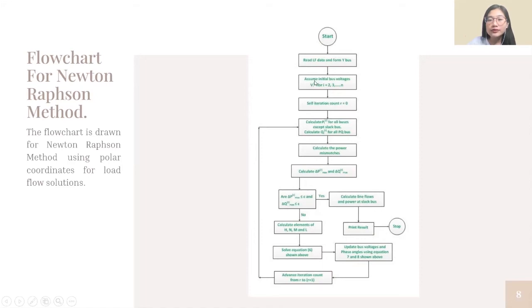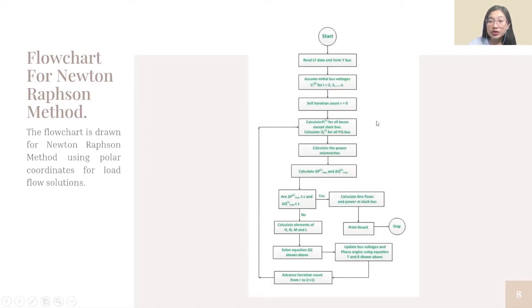So next is that we have to assume initial bus voltages for our PI, wherein I is 2, 3, and so on and so forth. So this is also true when it comes to manually solving for it. We have to assume the initial values of our bus voltages, wherein later, since we are going to consider our bus 1 as a slack bus and our bus 2 as a load bus, we are to assume that they have the values of V magnitude equals 1 and our delta is equal to 0, or our angle is 0 degrees. So next is the self-iteration count R equals to 0.